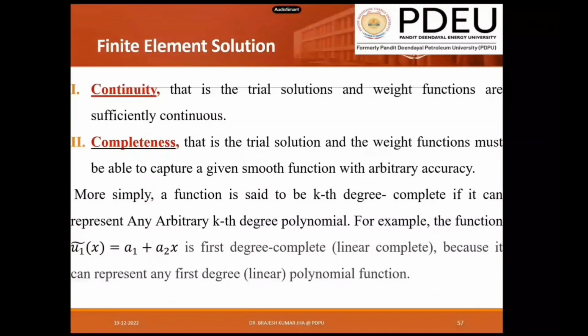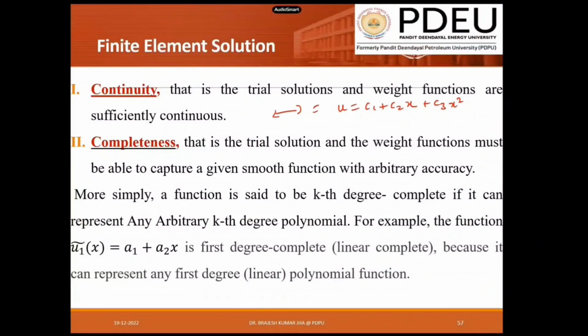The continuity: the trial solution and the weight function must be sufficiently continuous. As you know, if the element information is linear, then it can be written as U is equal to C1 plus C2x. It is continuous in nature. You can write C3x squared if it is quadratic form. Second thing is completeness. The trial solution and the weight function must be able to capture a given smooth function with arbitrary accuracy. So the kth degree of freedom is required according to the problem.